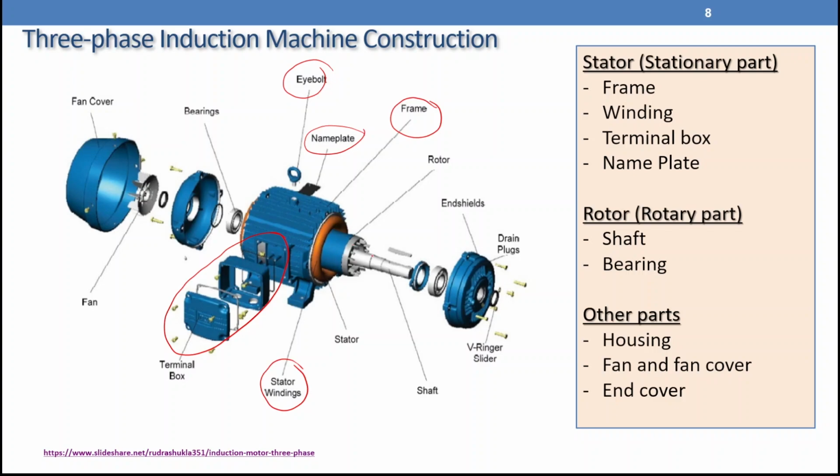In the rotor part, we have a shaft connected to the rotor. The rotor will be fitted inside the stator, and there will be a shaft here, but also in the rotor, on this side we have what we call the bearing. The bearing will support the shaft and allow smooth rotation. We have other parts, something like the housing, fan and fan cover here, and also we can have an end cover. In the next slides, we are going to look at the stator and rotor in detail, and we are also going to look at a real machine. We are going to look at these parts live.